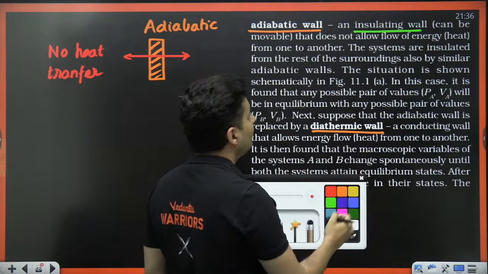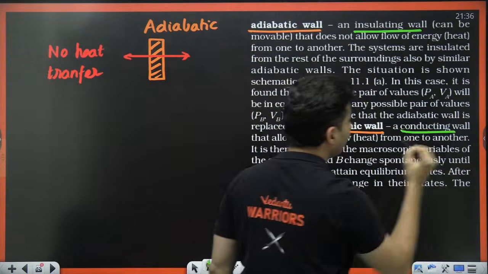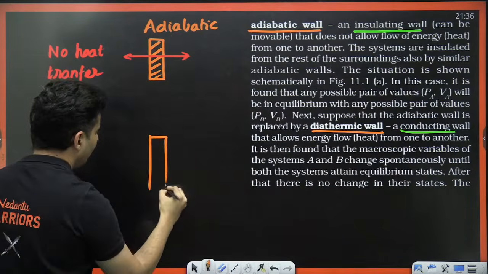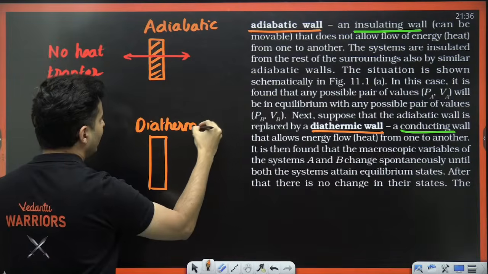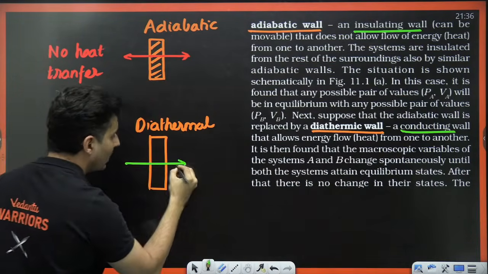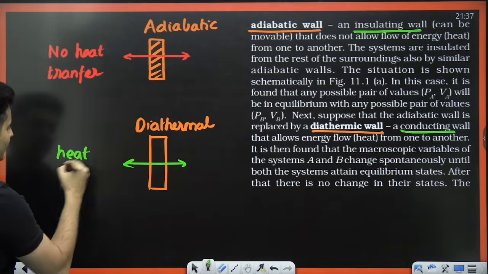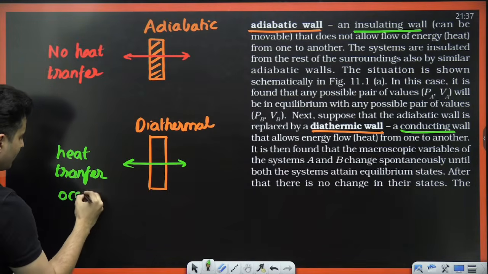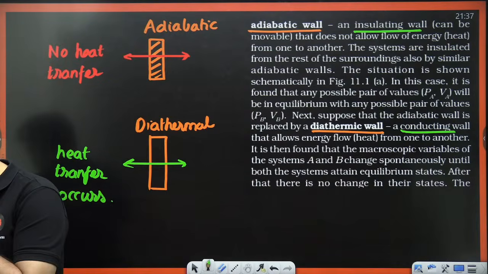But if it is a diathermal wall, then it is a conducting wall. That means if it is a diathermal wall, like a metallic vessel which is a conductor of heat, so heat can go here or come here. So there is heat transfer. Heat transfer occurs. Is that clear, my dear warriors?